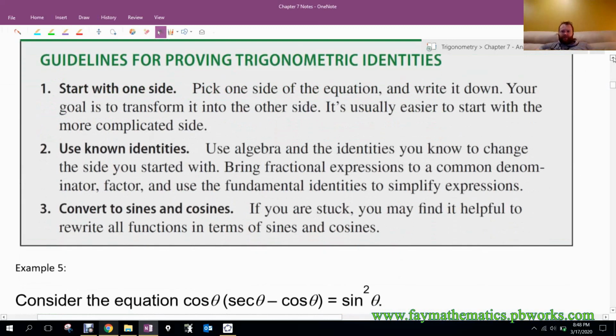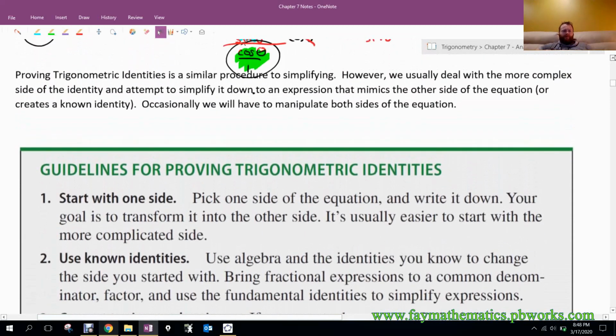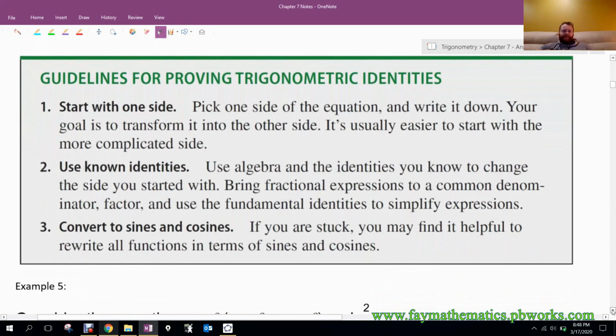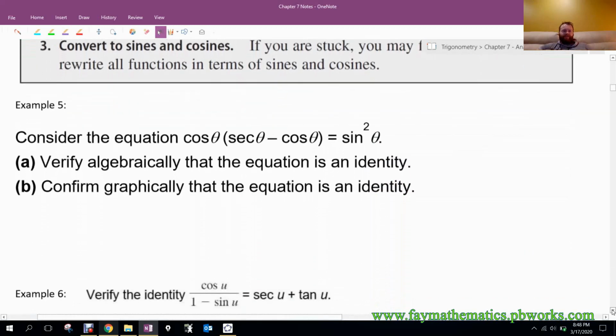So that's one version of the problems that we're going to see. Another one is what we call proving trigonometric identities. It's a similar way of simplifying. It's just going to give you an equation, and you're going to pick what you think to be the most complex side. There's no wrong answer to that. And you're going to try to simplify that side so that it looks like the other side. Okay? So if you read these guidelines, you can pause it here and write those down. But let's just jump into examples here.